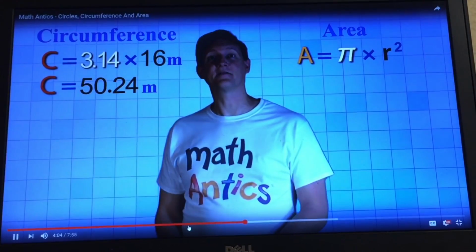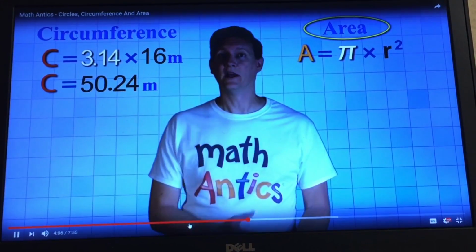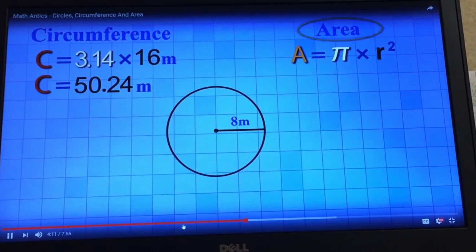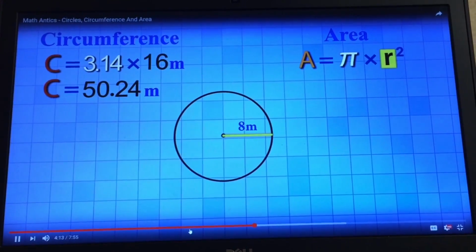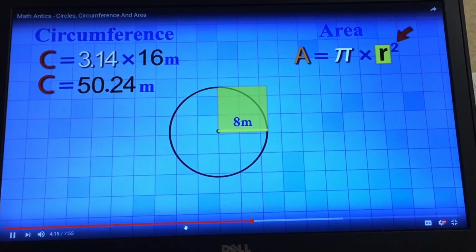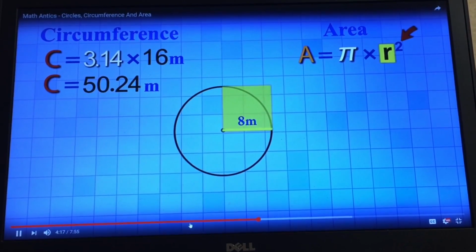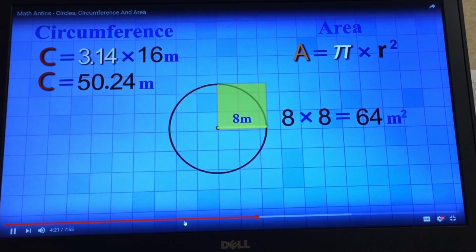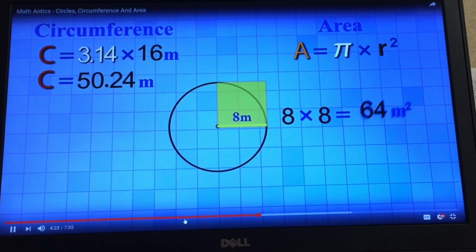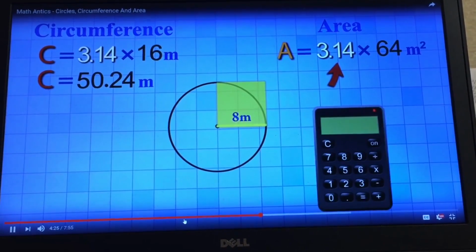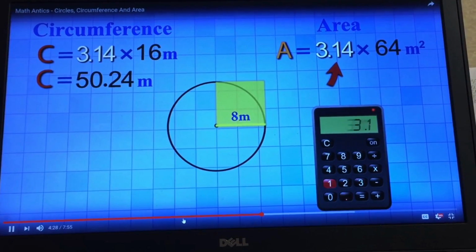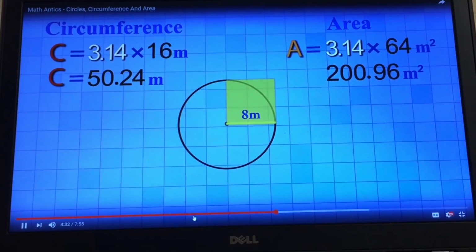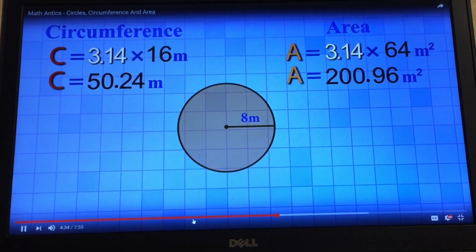All right, now let's find the area using our formula, area equals pi times R squared. Again, we start with the radius, but instead of doubling it, we square it. That means we multiply it by itself. 8 meters times 8 meters equals 64 meters squared. Then we multiply that by pi. 64 times 3.14 equals 200.96 meters squared. That's the area of this circle.